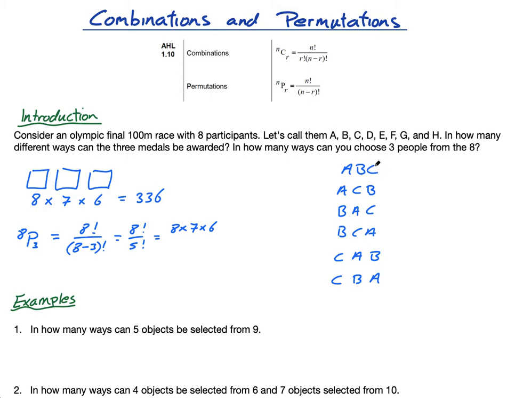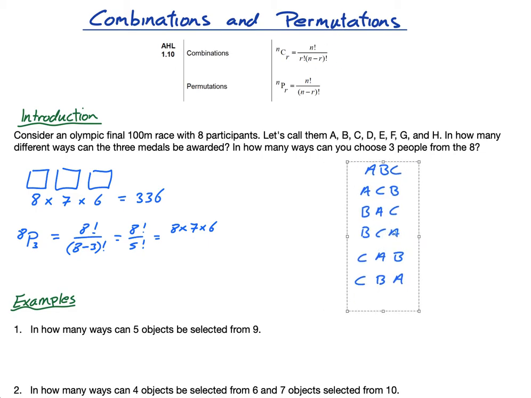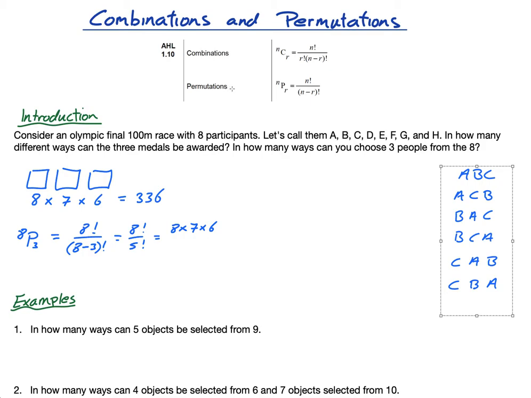If I want three people to help me, if I say three people come here with me, please, it's the same as if I say A, B, and C come here, or A, C, and B come here, or C, A, and B. It's the same. I just have three people. So that's the difference. Permutations, order matters. Combinations, order doesn't matter.